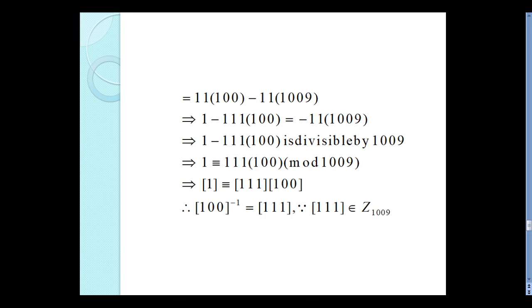Now I am writing in congruence. Whenever any element is divisible by 1009, so 1 is congruent to 111 into 100 mod 1009, I can write in this form. Now 1 congruent to 111 into 100. So bring 111 to the opposite side of 100, we get 100 inverse is equal to 111. So 111 belongs to Z1009. So we found the inverse.